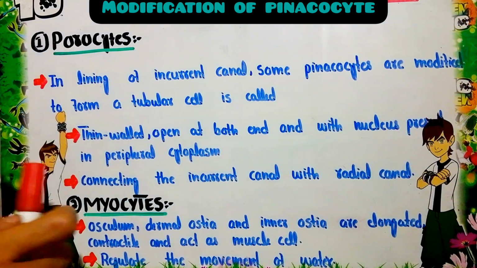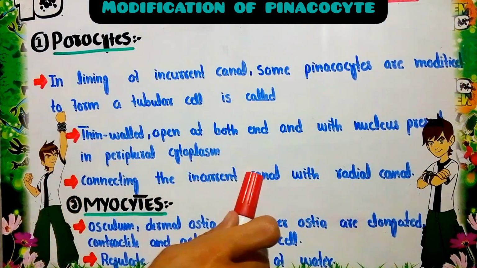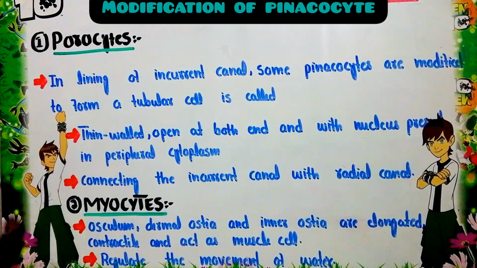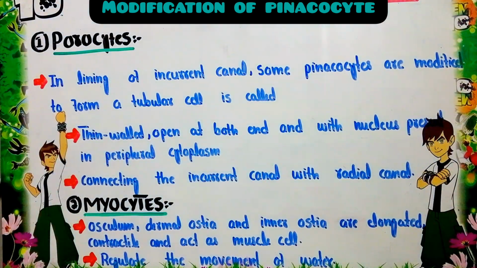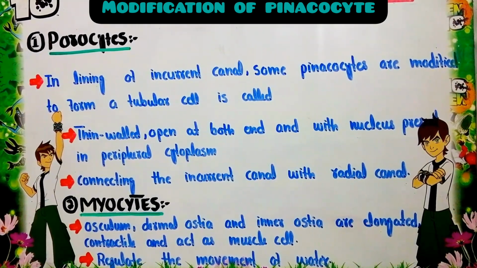So mainly it is connecting the incurrent canal with the radial canal through a structure that is called prosopyle. Now this prosopyle contains the porocyte cell, which mainly connects the incurrent canal with the radial canal. This incurrent canal and radial canal we will discuss in detail in the canal system. Now the second cell that is formed from the modification of pinacocyte is called myocyte.